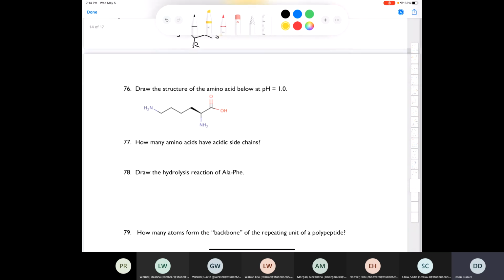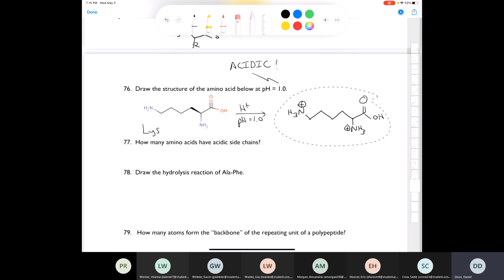Draw the structure of the amino acid below. So this is lysine, which is a basic amino acid. If you were at a pH of 1, a pH of 1 is very acidic. That's a super strong acid. So what's going to happen when I treat this with really strong acid and I put it at a pH of 1.0? Since the two amino groups are basic, they're going to take on protons, aren't they? But the carboxyl group is going to be unaffected. So I'm going to have NH3 plus here, and I'm going to have NH3 plus over here. The two amino groups, or basic groups, are going to be protonated.